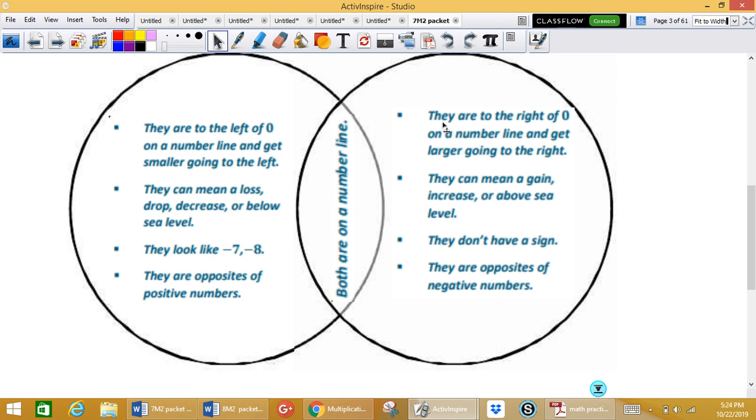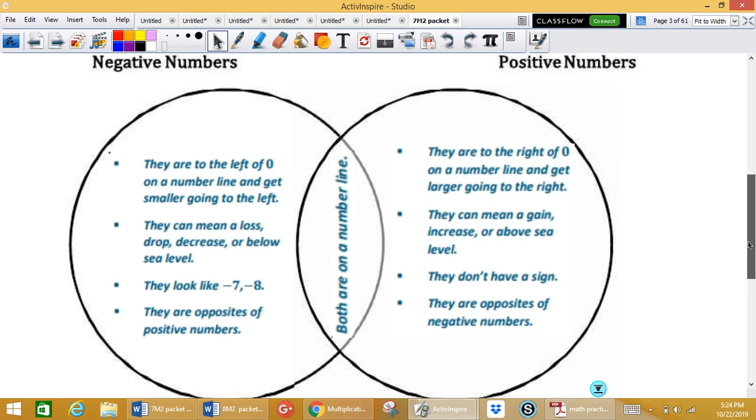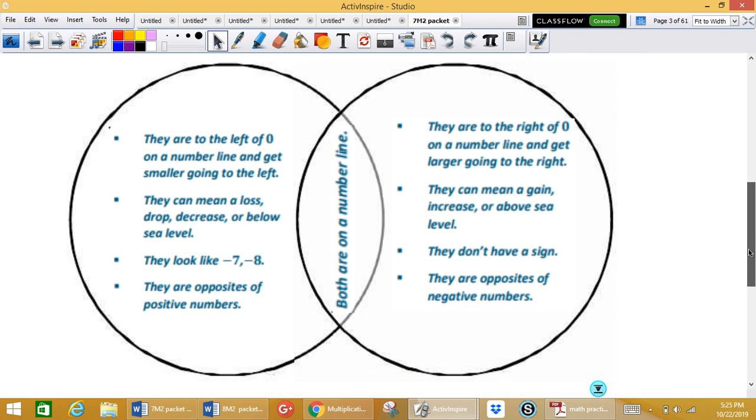Our positive numbers are to the right of 0 on a number line, and they get larger as you go right. They can mean a gain, increase, or above sea level. They don't have a sign, and they are opposite of the negative numbers. And what do they have in common? Both are on a number line.